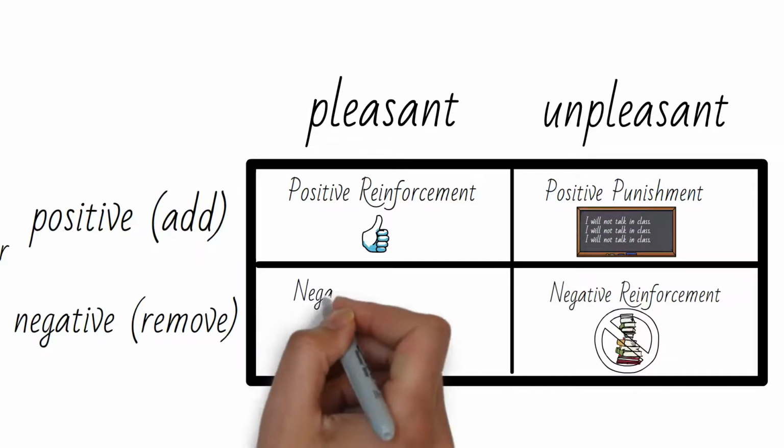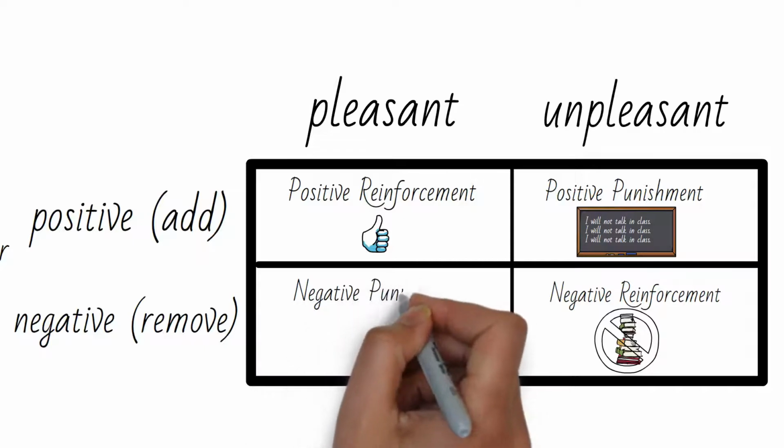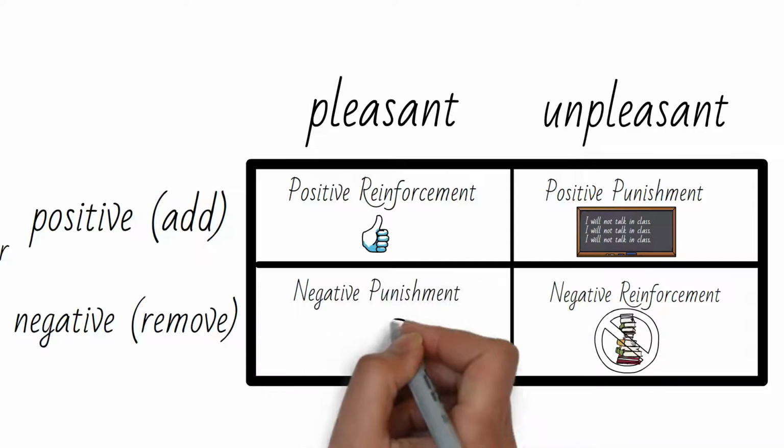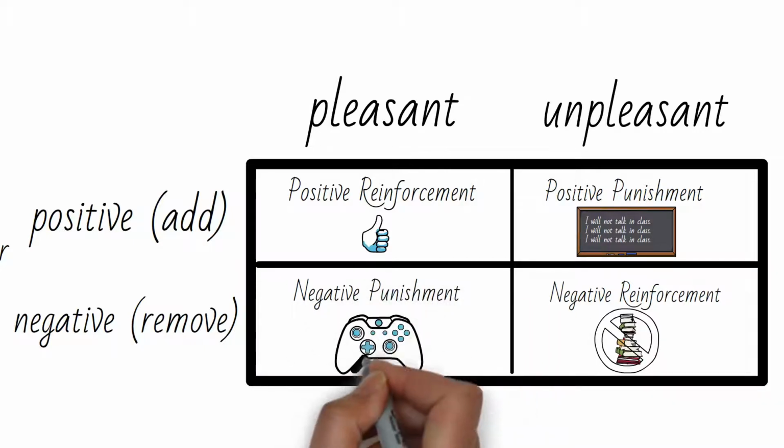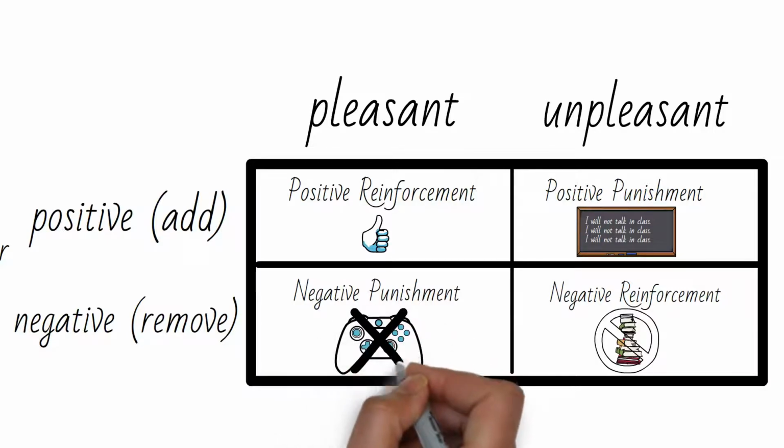Removing something pleasant results in negative punishment. For example, taking away the video game system is a good deterrent for undesired behavior.